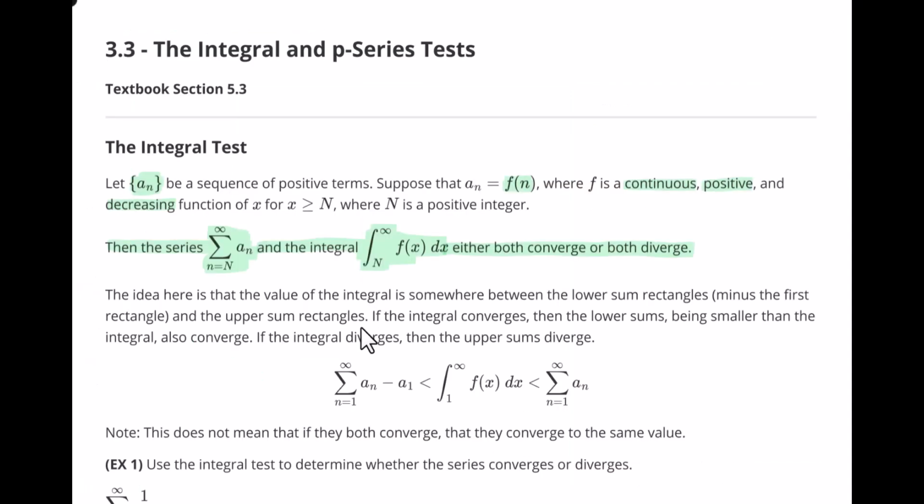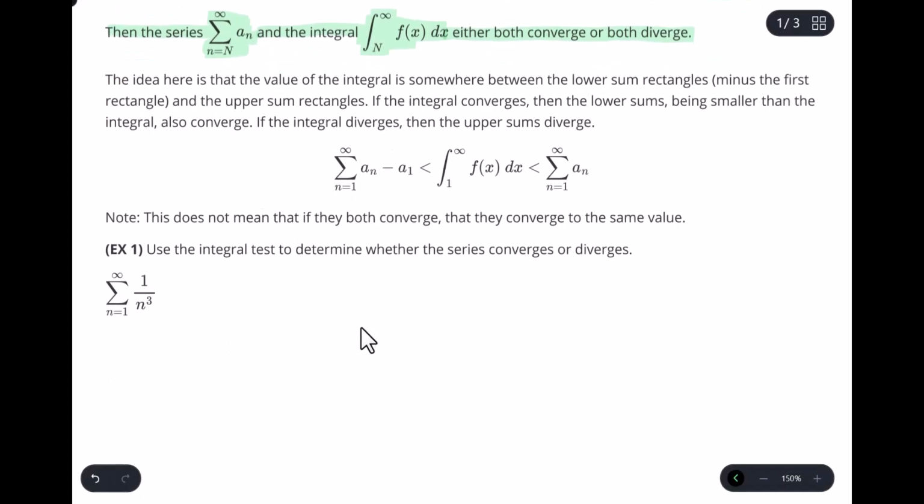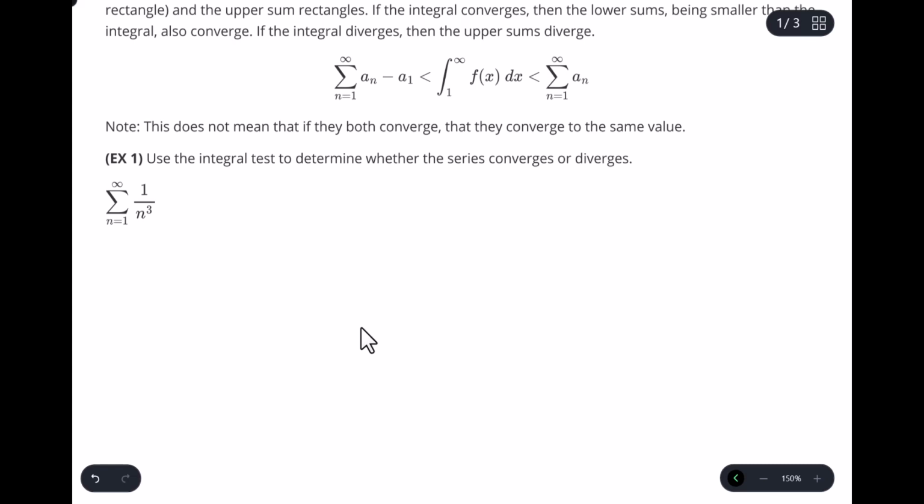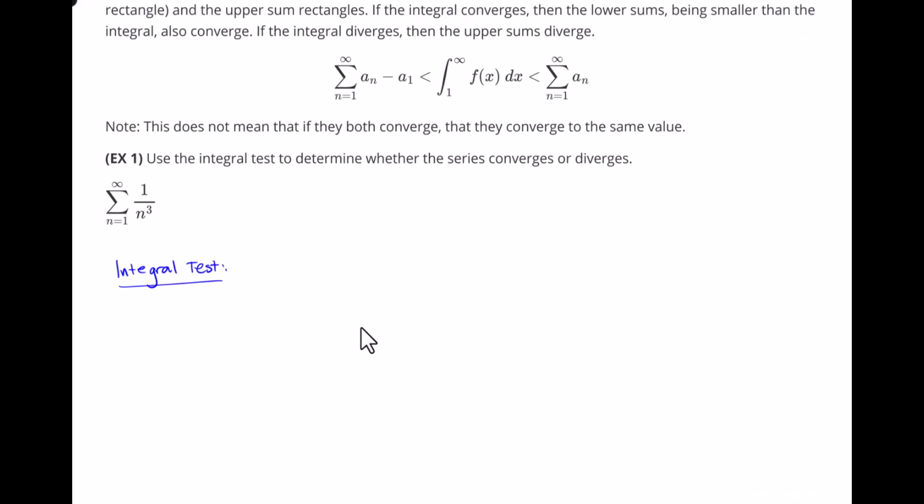Okay, so let's take a look at an example problem. The first example I have here is the series from n equals 1 to infinity of 1 over n cubed. Okay, so to determine if this converges or diverges, here's what I'm going to do. I'm going to apply the integral test, and you always want to state what test you're using, and then you need the evidence for the test.